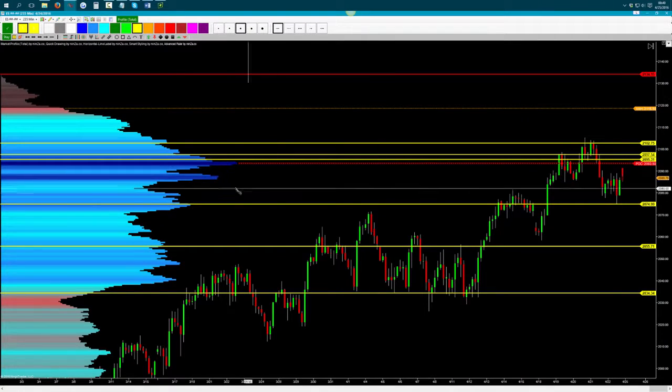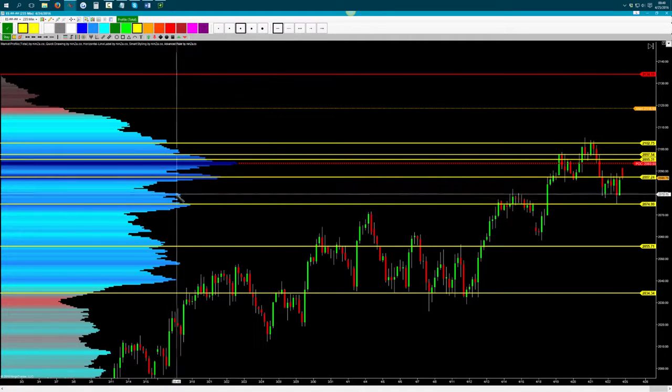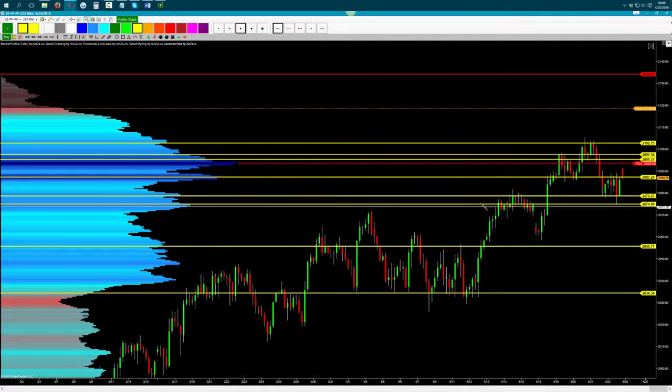Looking right here at this level, see what do we got here? 2087, pretty close to the bottom here. And then down here at 2078, you can see this peak right here before we started to pull back. So now we come down to this next level. You can see this right in here.